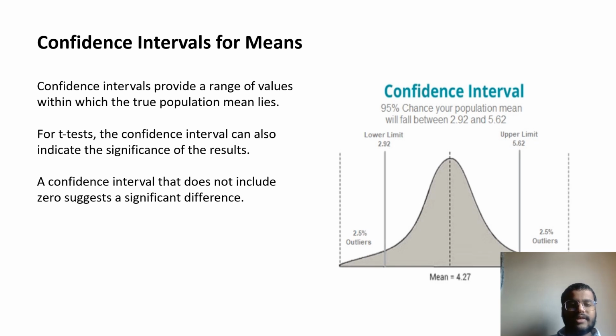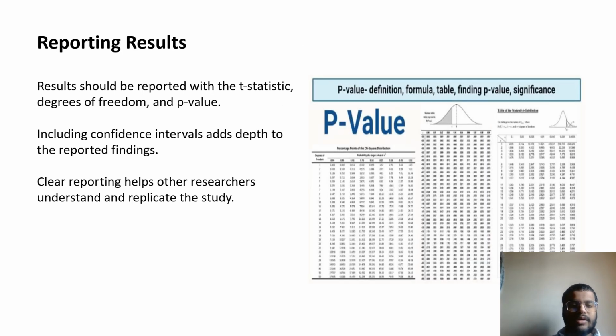Confidence interval provides a range of values within which the true population mean lies. For a t-test, the confidence interval can indicate significance. If the confidence interval does not include zero, it suggests a significant difference. Reporting results. The results should be reported with the t-statistic, degrees of freedom, and p-value. Including the confidence intervals adds depth to the reported findings. Clear reporting helps other researchers understand and replicate the study.